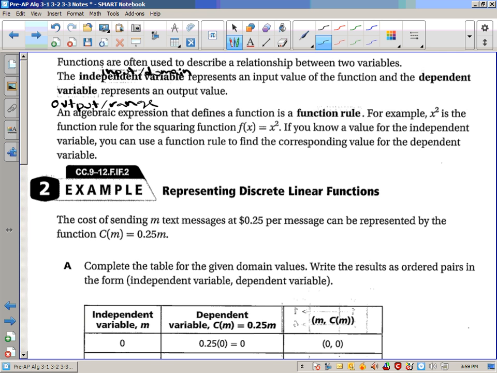Okay? Now, whenever we do something to a number, that's called the function rule. So if we think about what we did on the earliest page, we found the square of each of the domain values, each of the input values. So a function rule, for example, would be what's on this side of the equal sign. So I square the numbers. So if I know a value for the independent variable, which in this case would be x, which you put into the function, you can use the function rule to find the dependent variable, the output.